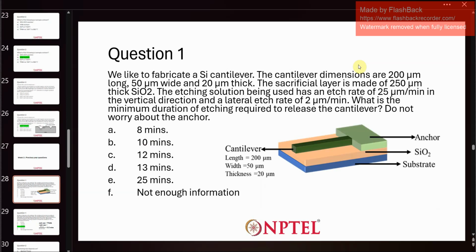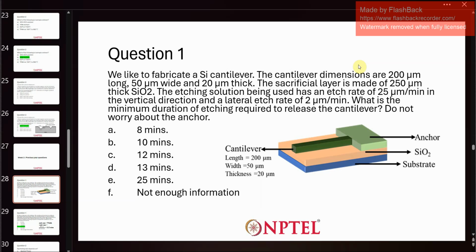So then we came to question 1 from the previous year. So here we have to calculate the etching time. So we have the dimensions of the cantilever given, and we have to find out the etch rate. So we are given two etch rates, the vertical etch rate and the lateral etch rate. Since we need to release the cantilever, we need to etch away the area below the cantilever. So the lateral etch rate is what matters to us, not the vertical etch rate.